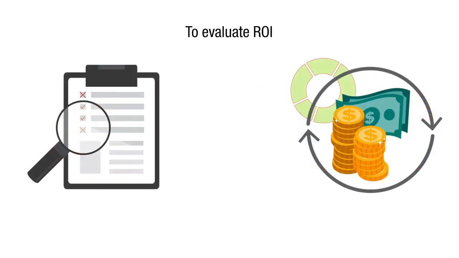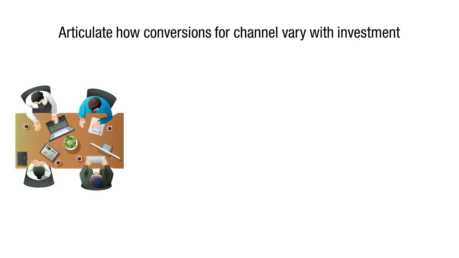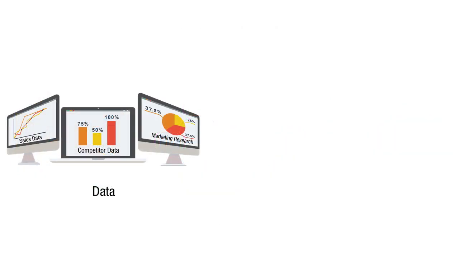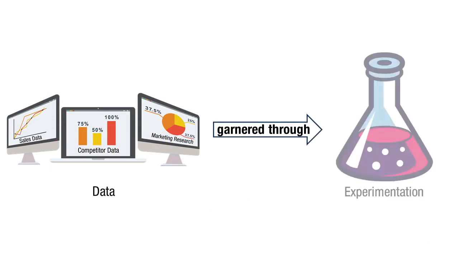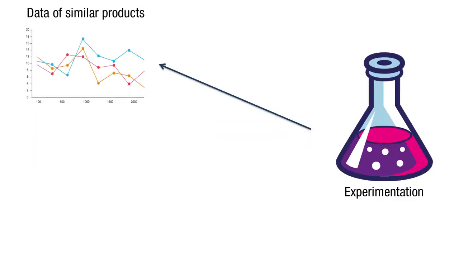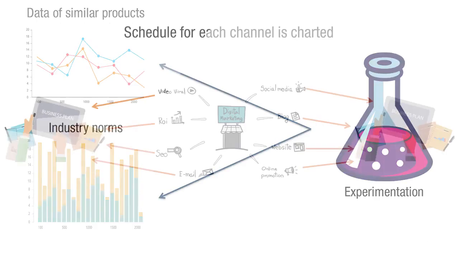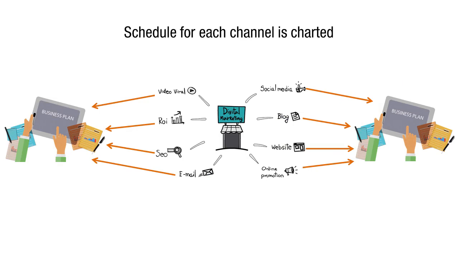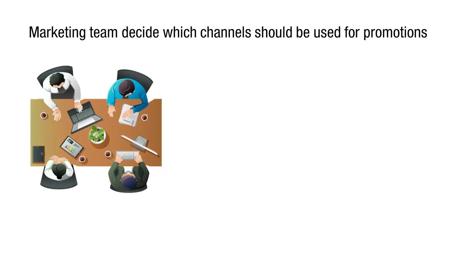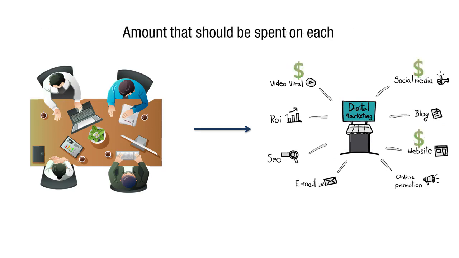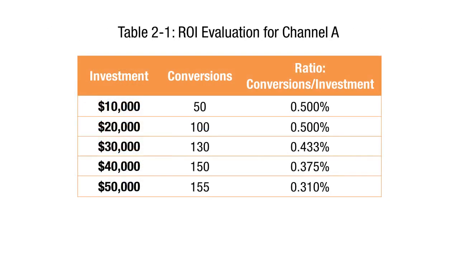To evaluate ROI, the team must clearly articulate how conversions for a channel vary with investment. The data for this schedule can be garnered through experimentation, through data for similar products, or through industry norms. Once the schedule for each of the channels is charted, then the marketing team can decide which of the channels should be used for promotions and the amount that should be spent on each. Here is an example showing the change in conversions with a change in investment for Channel A.